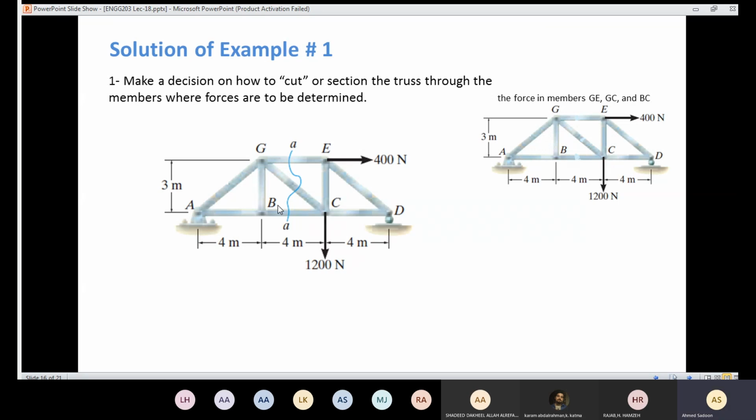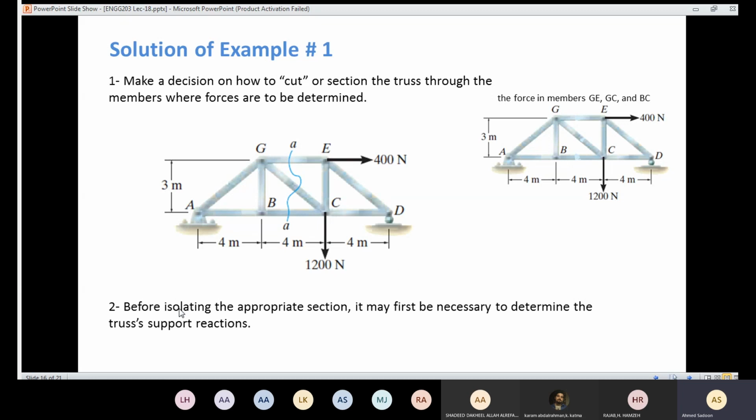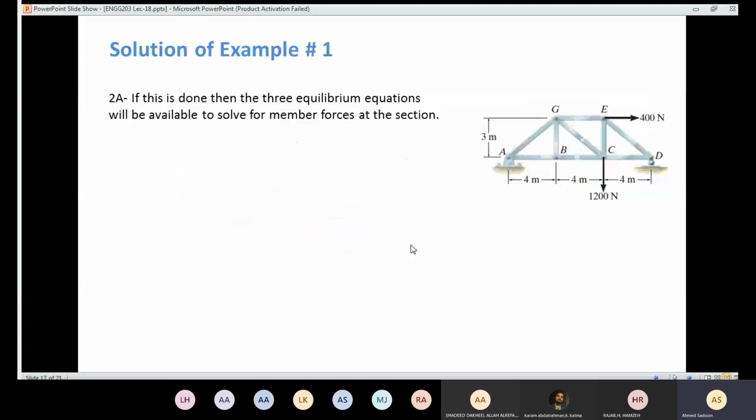Then before I separate the parts, I need to know whether it's required to know the support reactions or not. So before isolating the appropriate section, whether it's the left one or the right one, we need to know whether it's required to know the values of the support reactions. In order to deal with the left part, I need to know the support reaction at A. If I'm going to deal with the right part, I need to know the support reaction here. So in this problem, it's a must. I need to determine the support reactions.